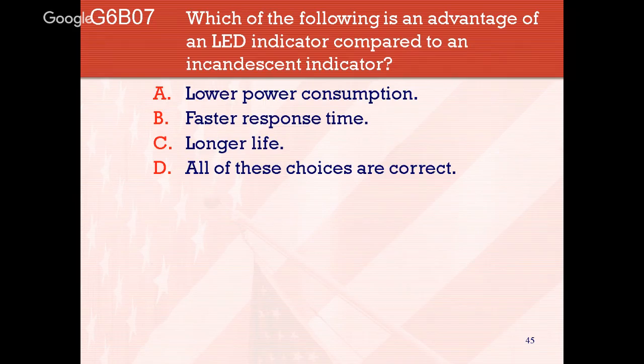Which of the following is an advantage of an LED indicator compared to an incandescent indicator? Boy, I tell you, we love those LEDs. They are lower power consumption. You can get these LED light bulbs these days, and they hardly take any power whatsoever off of your 110 volts. So they have a lower power consumption, there's a faster response time as compared to a CFL even, and they have a longer life. So all of these choices are correct. D.